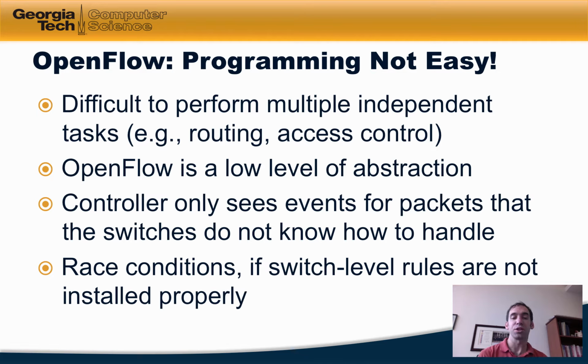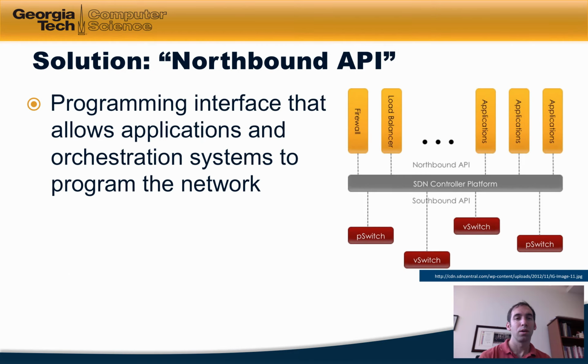Finally, there can be race conditions. If the controller is installing flow table rules and the correct operation of the network depends on those rules being installed in a particular sequence across the network or even on a single switch in the network, then the incorrect installation of rules might result in incorrect network behavior. So we'd like to ultimately have a programming language and compiler that ensures that flow table entries are installed correctly.